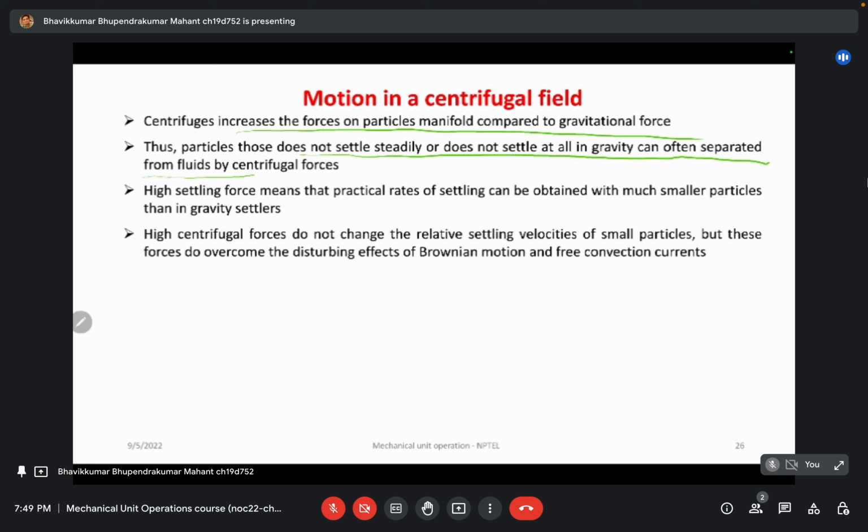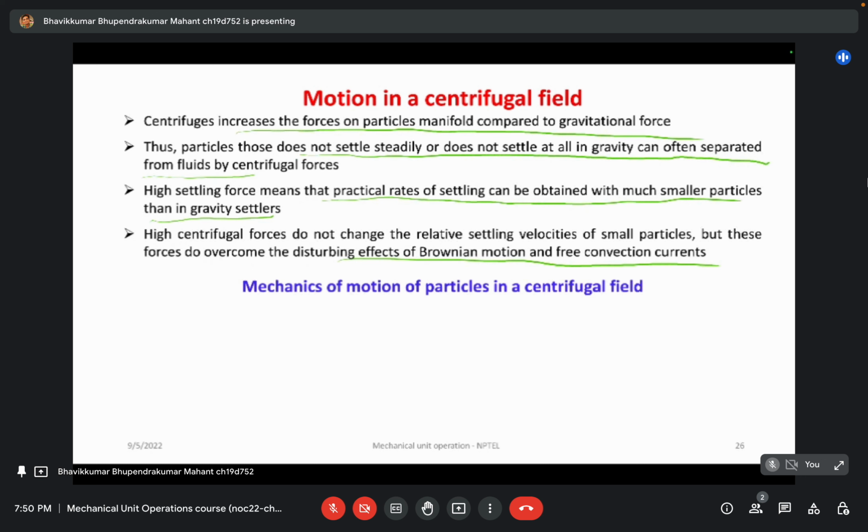If we are not able to separate the particles on the basis of gravity or settling, then we can go for the centrifugal force. High settling force means that practical rates of settling can be obtained with much smaller particles than in gravity settlers. High centrifugal forces do not change the relative settling velocities of small particles, but these forces do overcome the disturbing effects of Brownian motion and free convection currents.